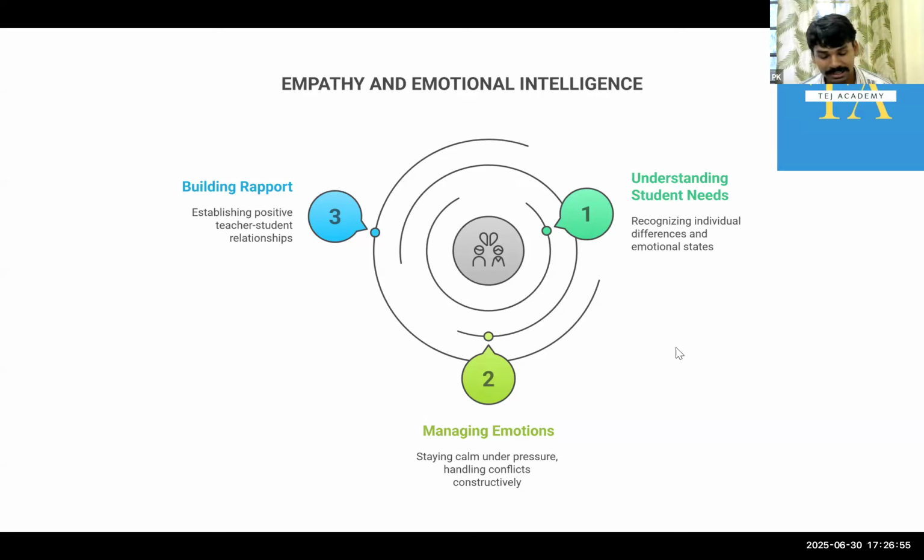So empathy and emotional intelligence, understanding the student's needs. It is very important that not only their individual differences, but their emotional states also should be identified by the teacher. If you're able to identify their emotional state, you'll be able to act accordingly and give support to the learners, which is very important. Then, managing emotions: helping students understand how to stay calm under pressure and handle conflicts constructively. This is only possible if you are able to stay calm under pressure and handle conflicts constructively yourself.